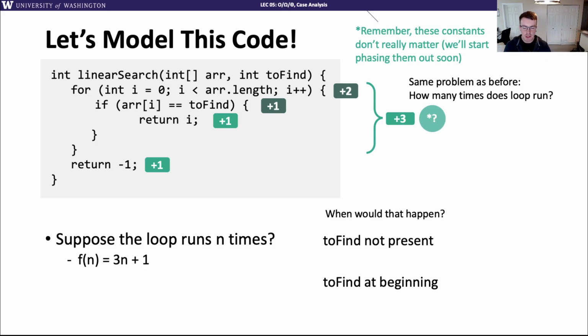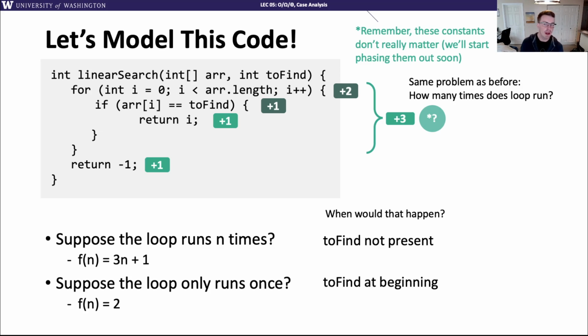But in another real sense, it could also run only once, in the case where we found the element right away at the beginning. So these are 2 different functions to describe the runtime of the code here. One says it's going to run in linear time, and one says it's going to run in constant time. And when would this happen? Well, the first one would happen if it's not present, and the second one would happen if it's at the beginning.